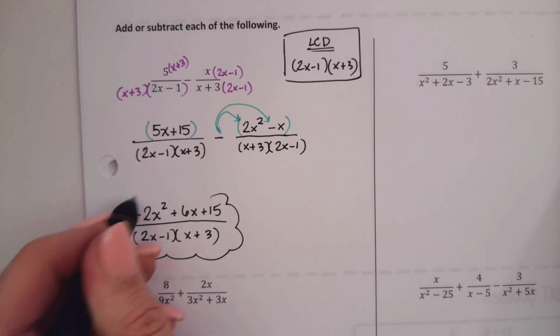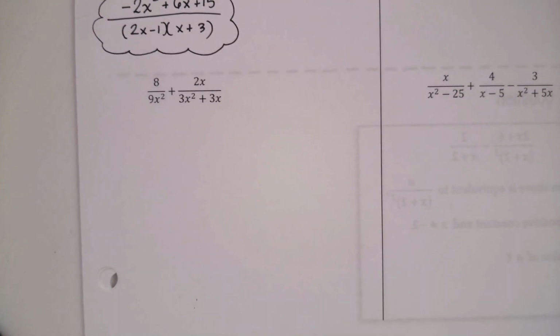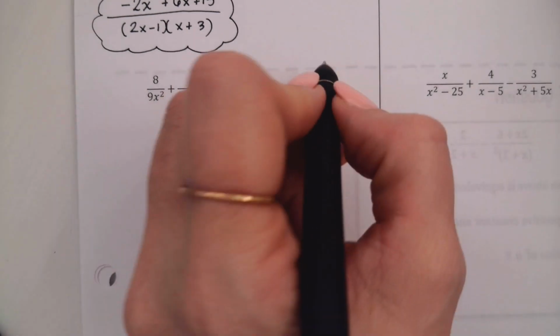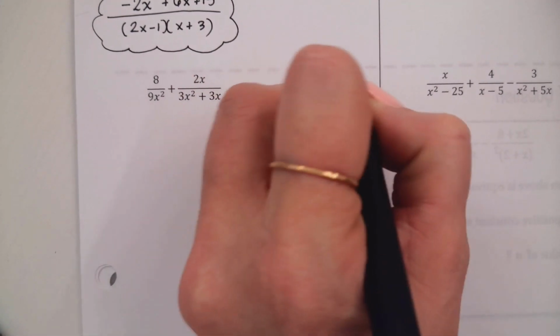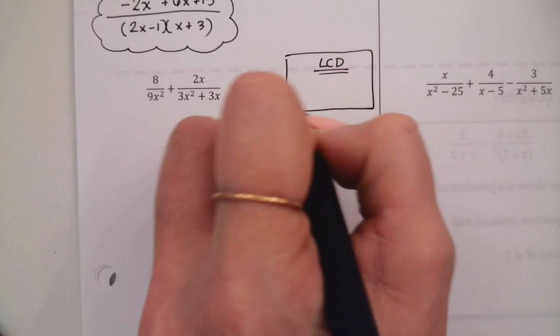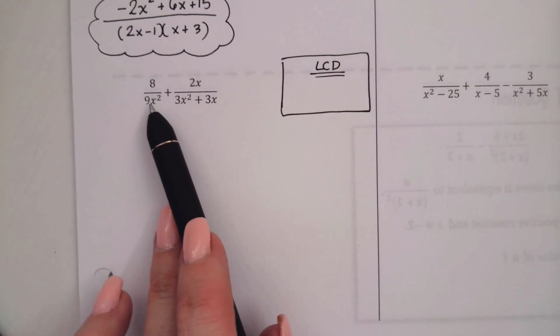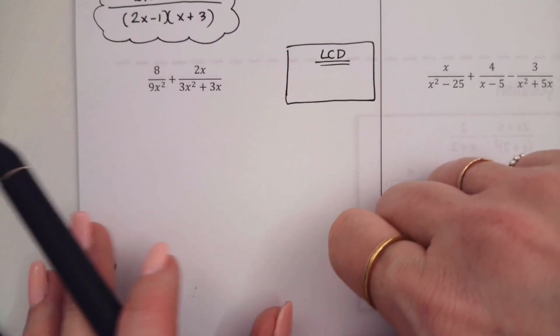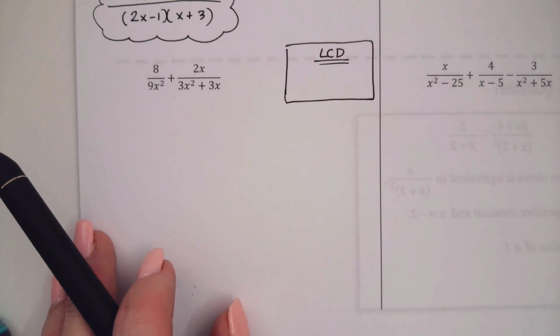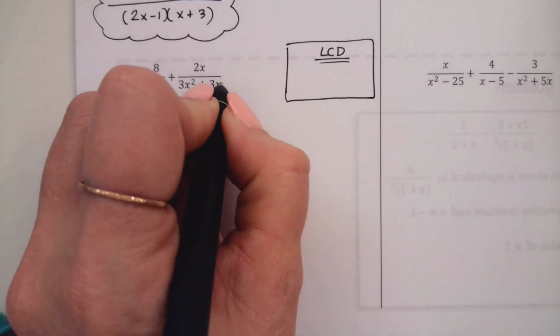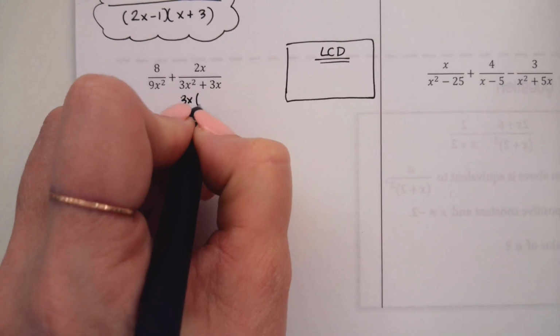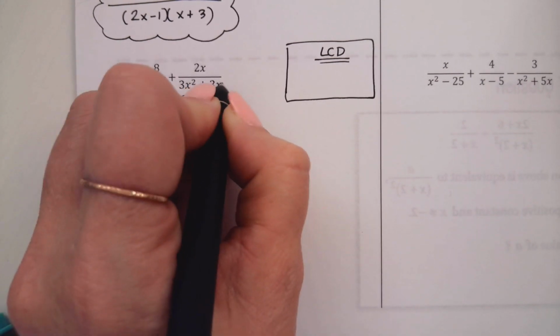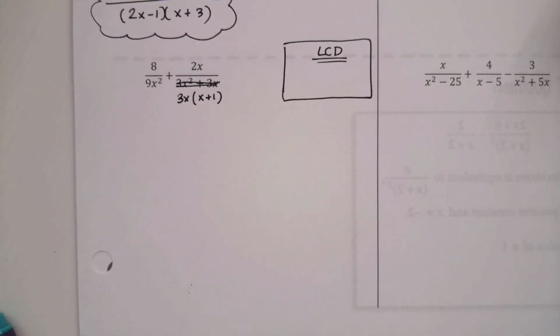All right, next one. Again, I'm going to build my LCD. I got an 8 over 9x squared plus 2x over 3x squared plus 3x. Building out my least common denominator. Okay, we got a 9x squared. This one right here, this 3x squared plus 3x, does actually factor. What factors? 3x plus 1. Very good. It has a GCF of 3x, so 3x times x plus 1. Okay, and I'm going to cross that out so we don't even see it anymore.